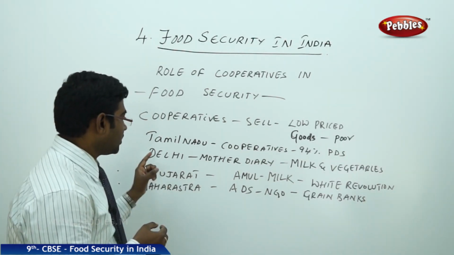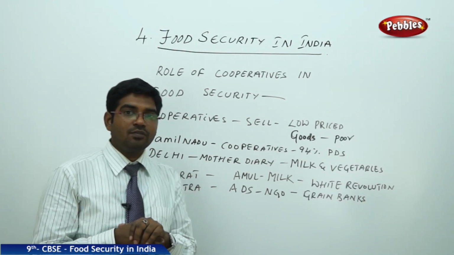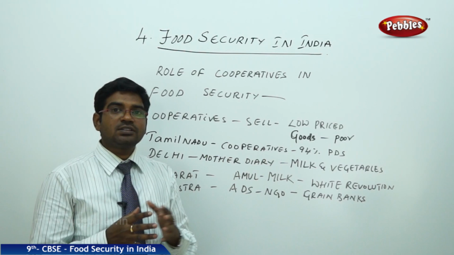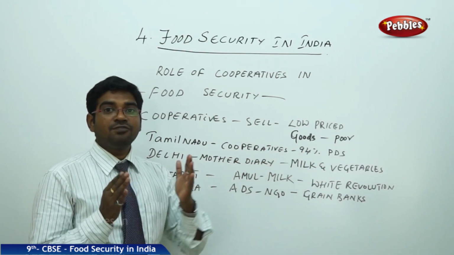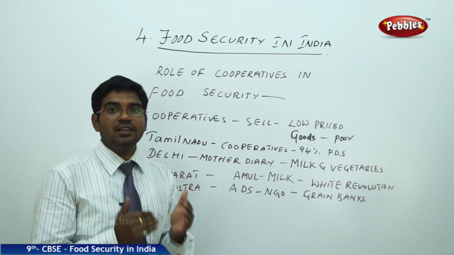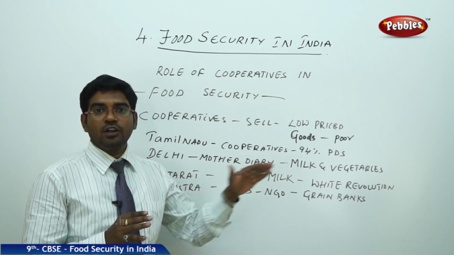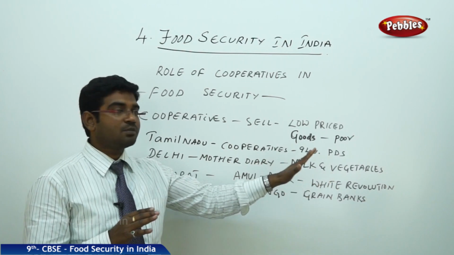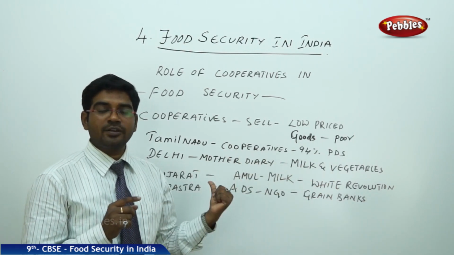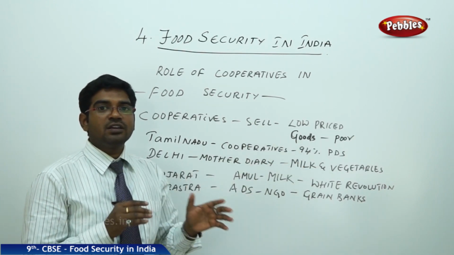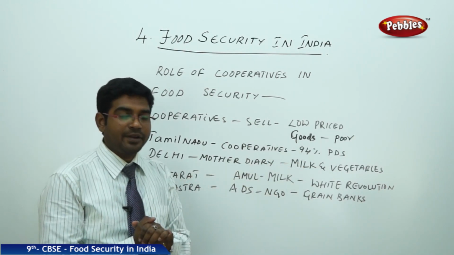And next, moving on to Delhi. In Delhi we have the Mother Dairy, which is selling milk and vegetables to the people at the prices fixed by the Delhi state government. So they don't set prices according to their own interest. They run it according to the prices fixed by the government. So here also we find the non-profit motto of the cooperatives again.